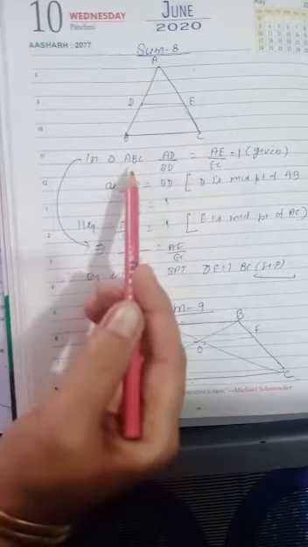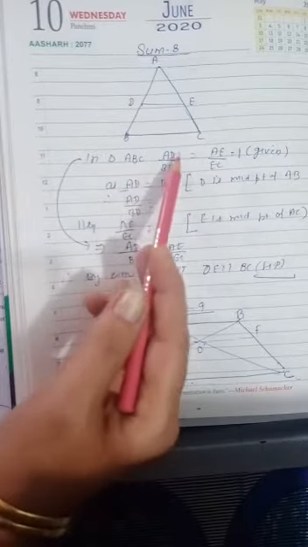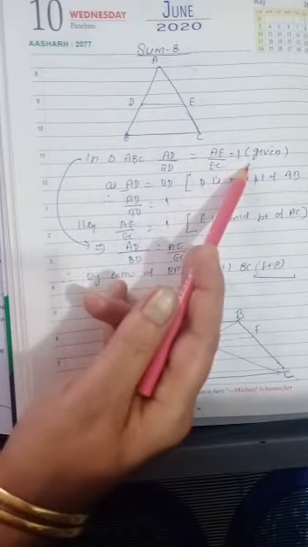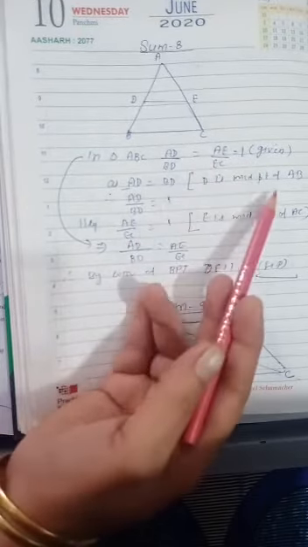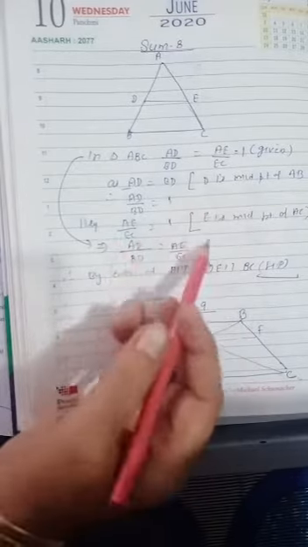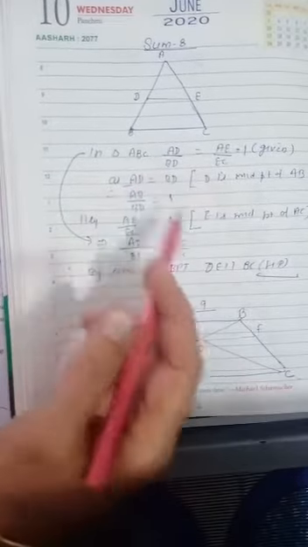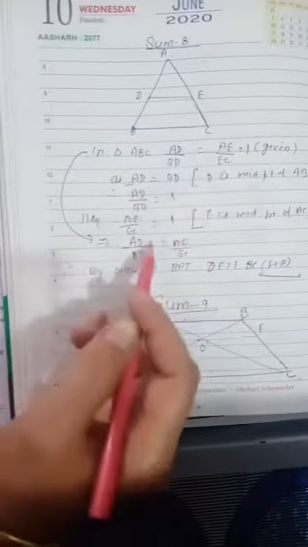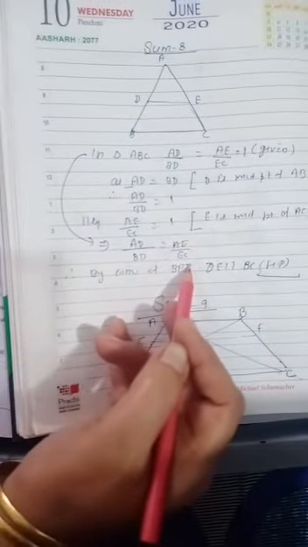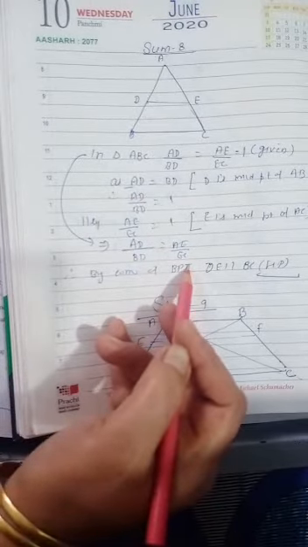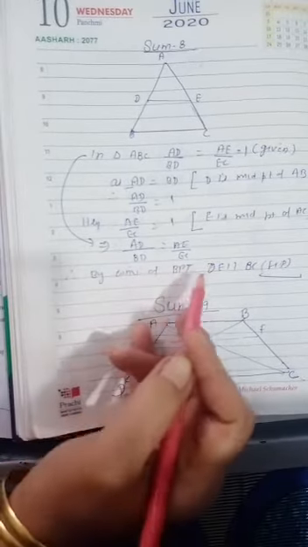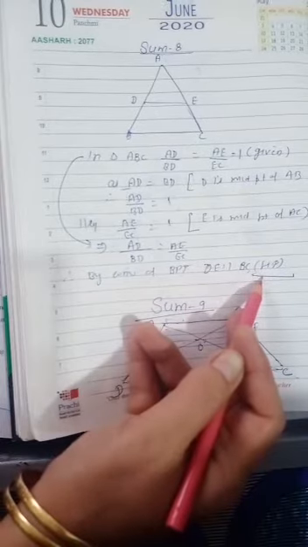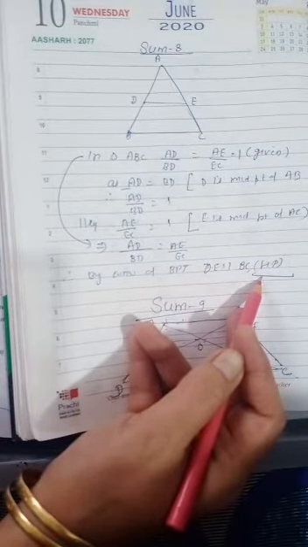So in triangle ABC, AD upon BD is equal to AE upon EC, which is equal to 1. Why is it equal to 1? Because D and E are respectively midpoints. Both values are equal: AD upon BD is 1, AE upon EC is 1. So AD upon BD equals AE upon EC. So by the converse of BPT, DE must be parallel to BC. This we have to show. The thing is clear to you, I think no problem is there.